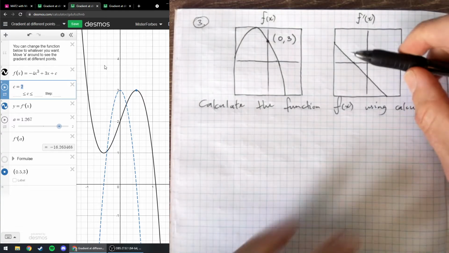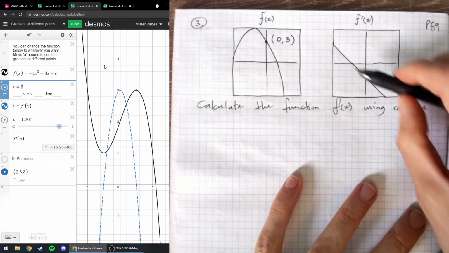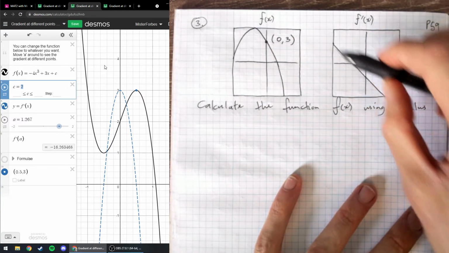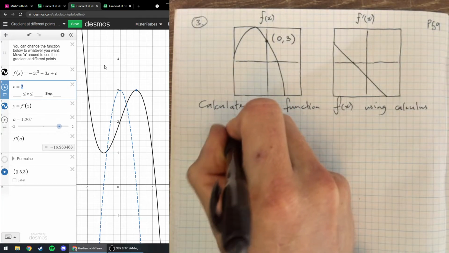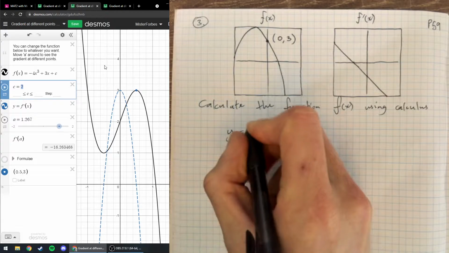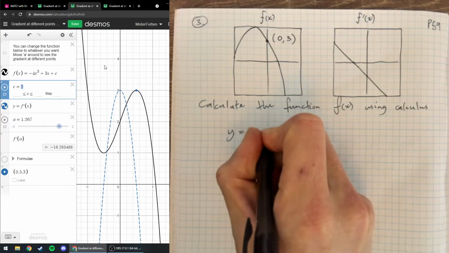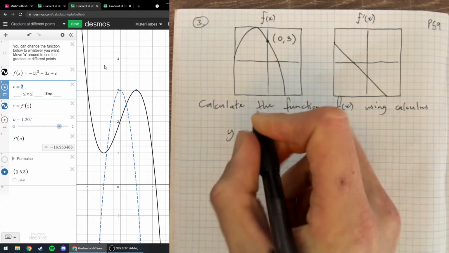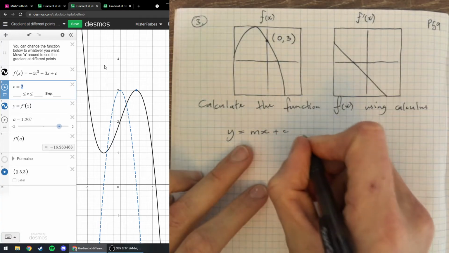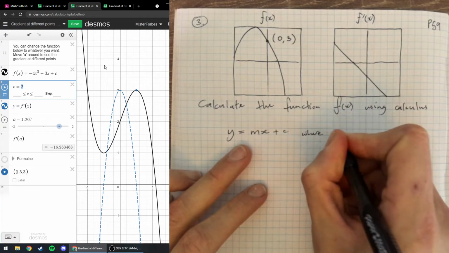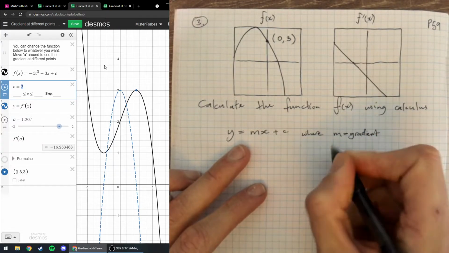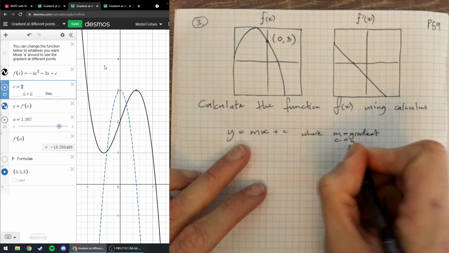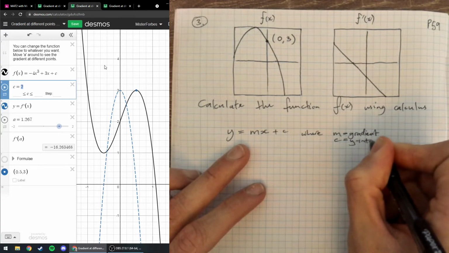So pretty much we're going to have to use some information we know about finding the equation of a straight line. So what's the equation of a straight line? It's y equals mx plus c, right? Where m is the gradient and c is the y-intercept.